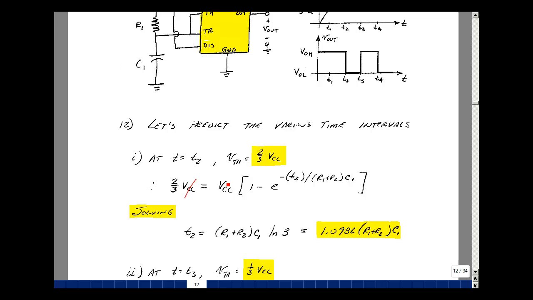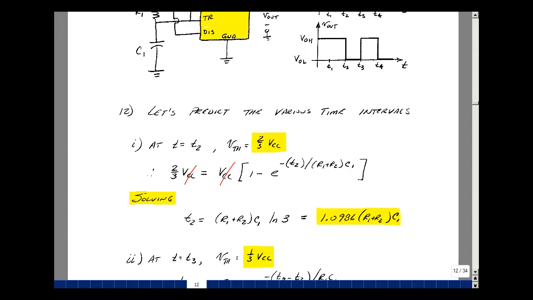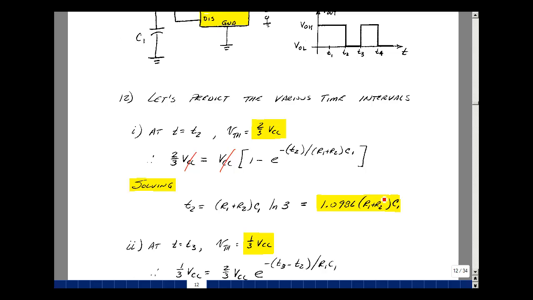Well, this is going to cancel with this, not dependent on that. Bring this over to here. You get 1 minus 2/3, which is 1/3. This on the other side of the equation. Take the reciprocals of both sides, and that 1/3 becomes 3. Natural log of this, cross multiply by R1 plus R2, C1 times the natural log of 3. I left off the steps here, but I think you could just fill those in if you needed to. So it's the same formula we had for the monostable, except that we've got two series resistors.